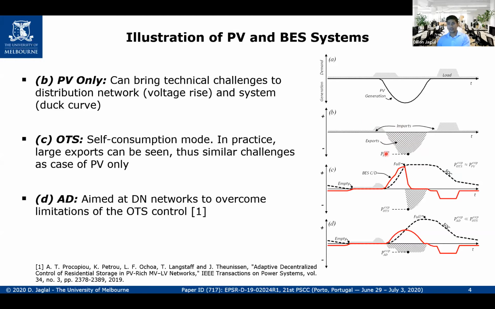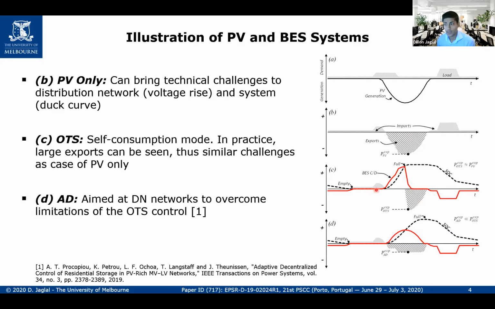Then if we look at the off-the-shelf case, this is modeled for self-consumption, and the principle of operation is that when generation exceeds demand, the batteries start charging until they become full. Then when they become full, they export the excess PV back into the grid. And then later on in the evening hours, when we don't have PV generation, they discharge to cover local demand. And what we can see is that when the batteries become full, there's a large amount of exports being sent back into the grid. And as a matter of fact, these exports are very comparable to the case of PV only because the batteries become full.